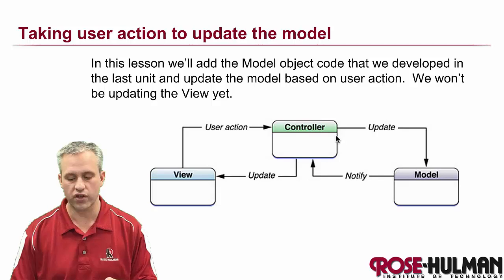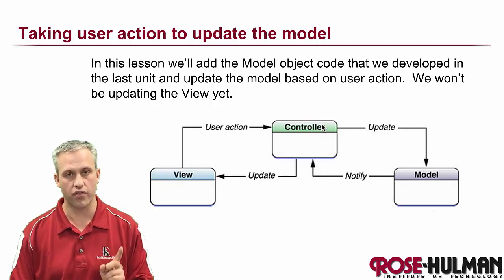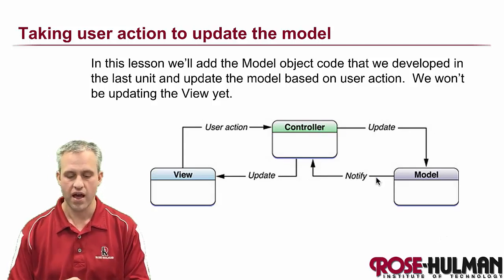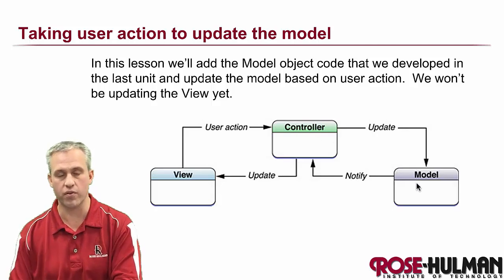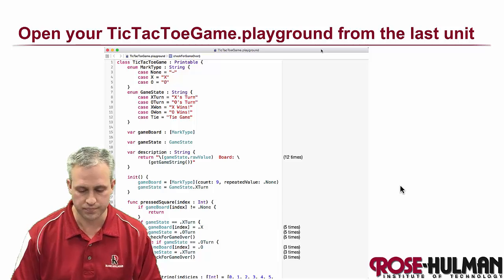In this video, we're just going to do updates from the user action. The controller is going to get those, and he's going to tell the model, and that's what we're going to do this time. And then next time, we're going to take the information from the model and ship it back from the view. So we're going to break it up into two pieces, kind of like that.